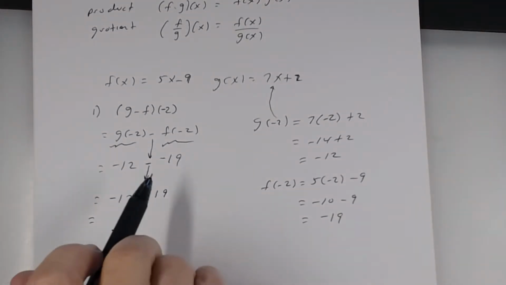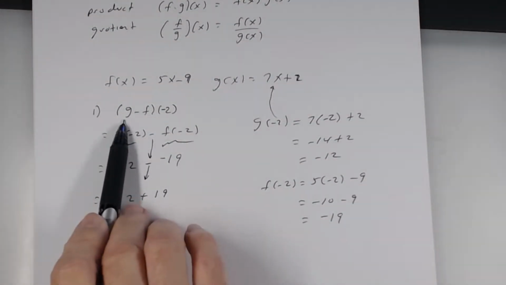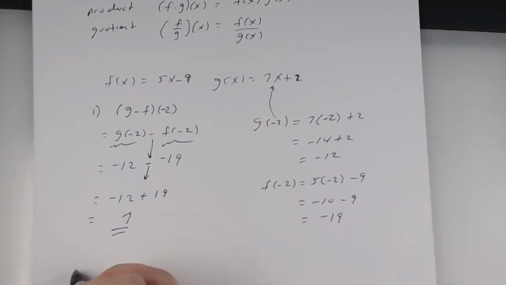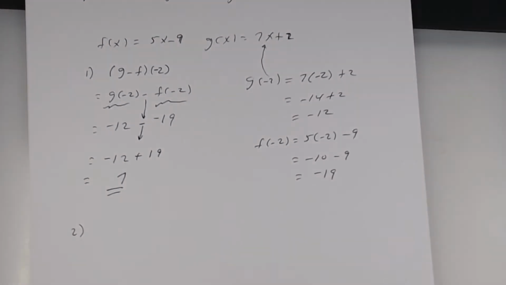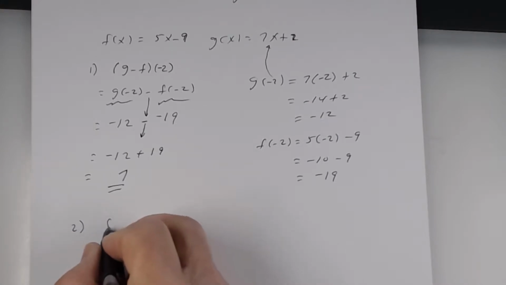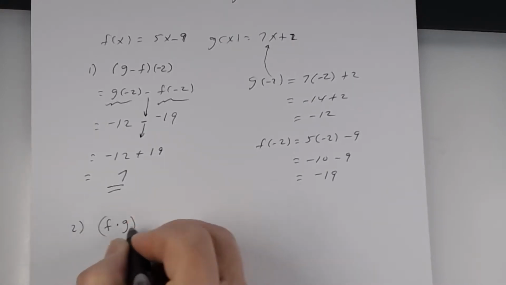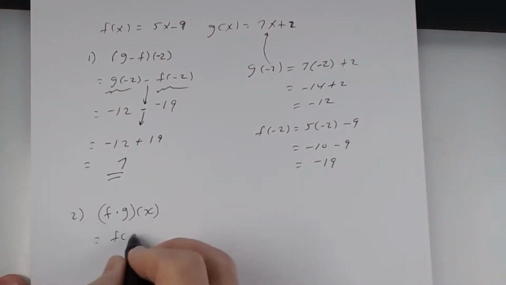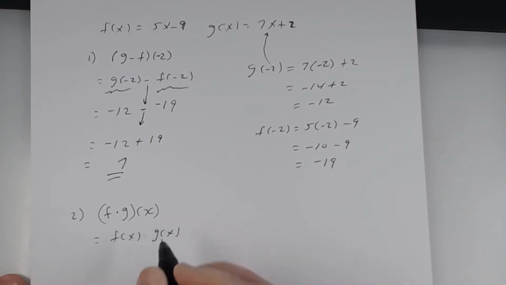Now remember, we talked about this also. If I evaluate this function at a number, I better end up with a number as the answer. So for example, if I had number 2, and let's suppose in number 2, I want to find F times G at X. All right, well, by definition, what's F times G at X? F of X times G of X. All right, so that's what that means. F of X times G of X.